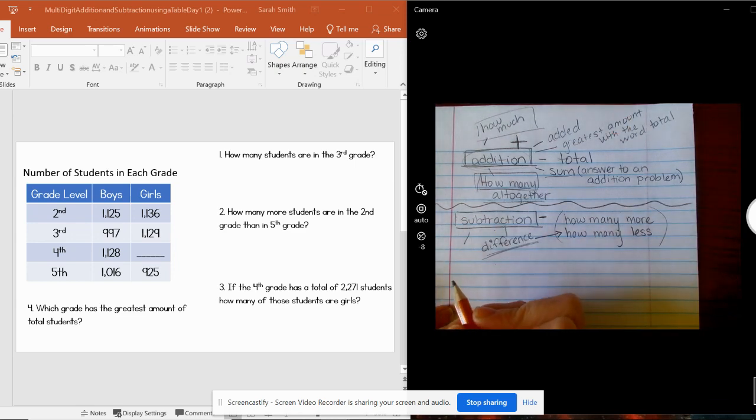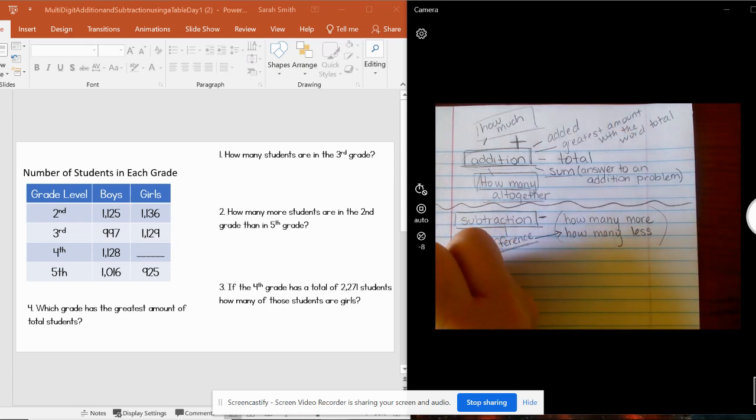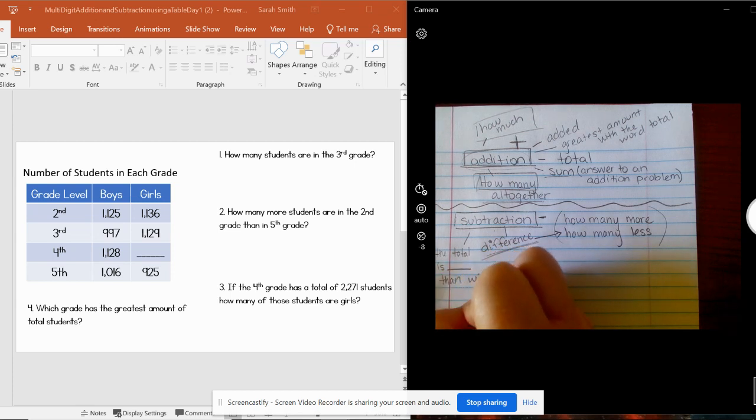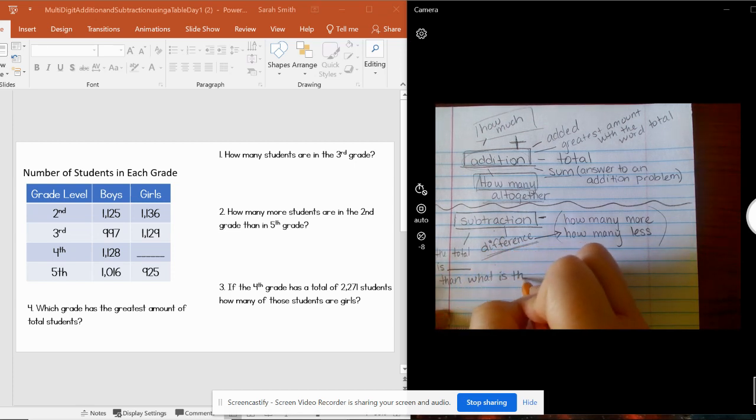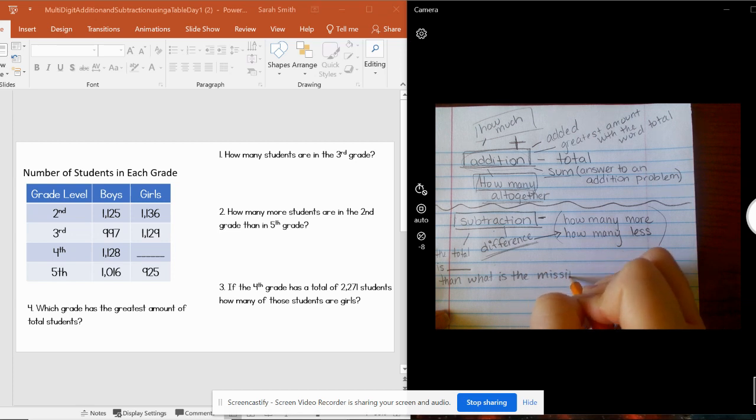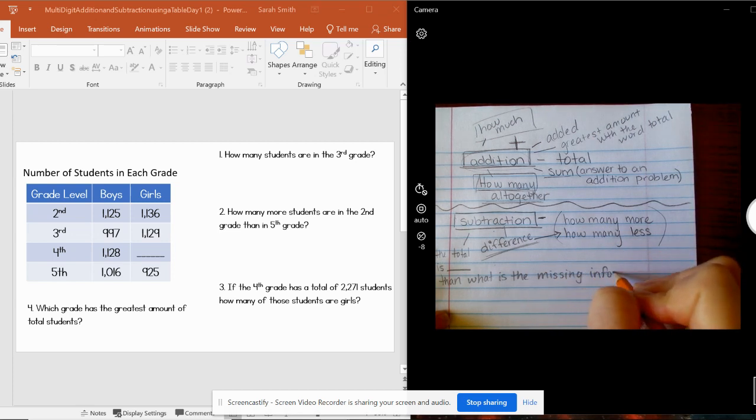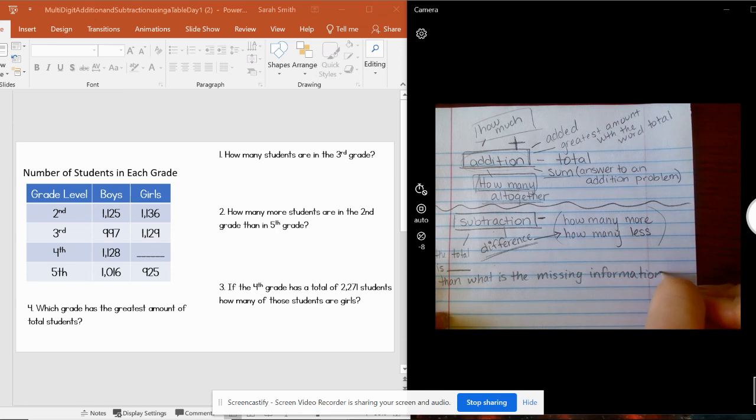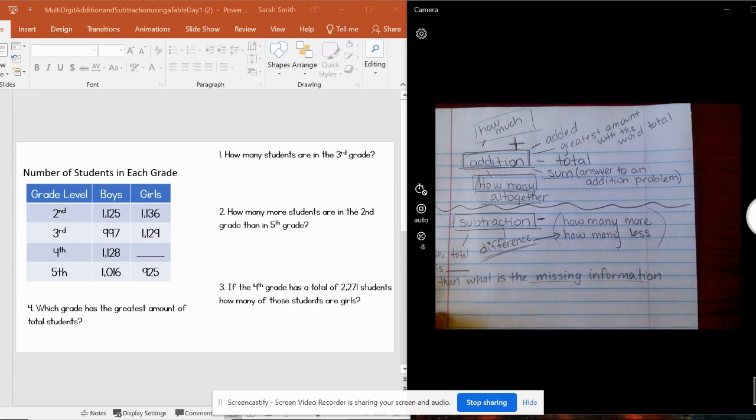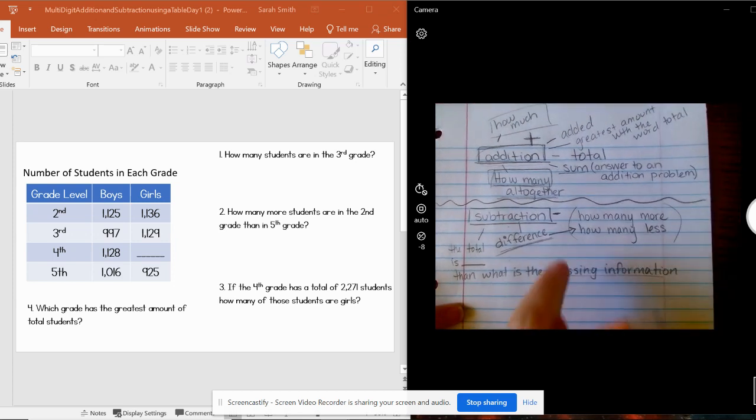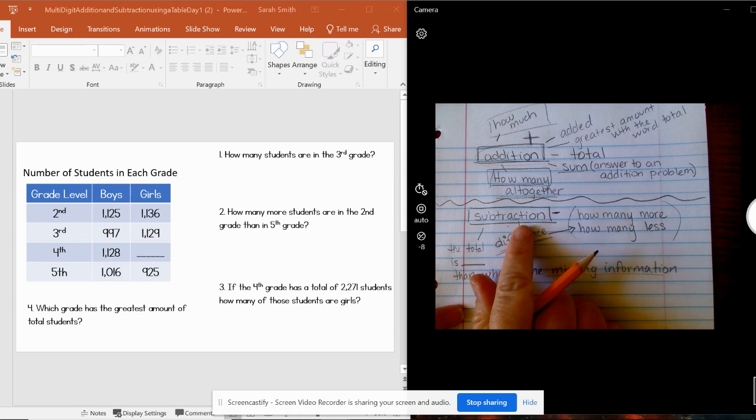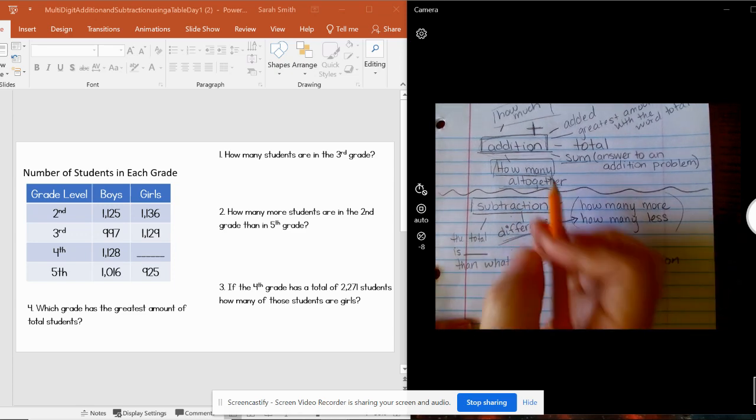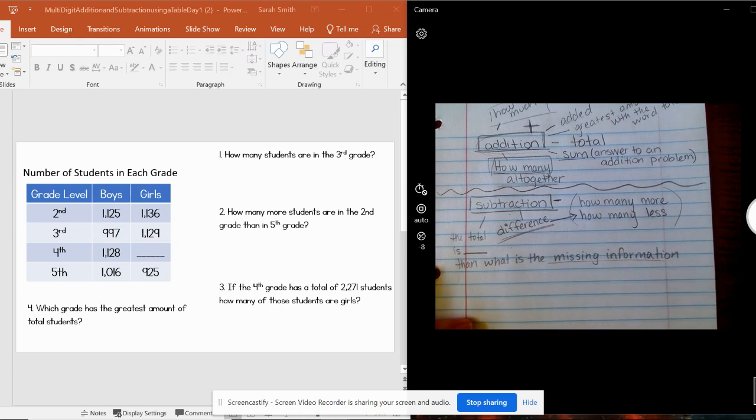We might see something like if the total is this, then what is the missing info. So for subtraction, if you're given the total and they ask for something, they might not say missing information, but they might say, like, if the total is this, how many of those students are this? That's subtraction. That means that you're going to have to do some subtraction in there. You might have to do some addition as well, but you're also going to have to do some subtraction.